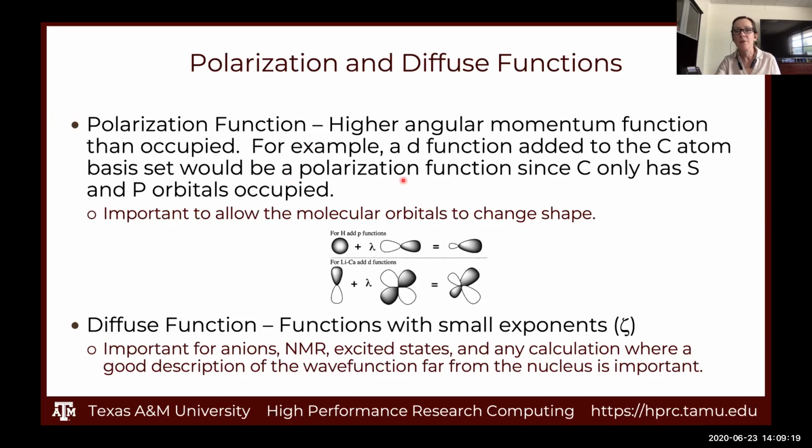So for example, a D function would be added to carbon atoms, okay? Because a carbon atom has electrons in S and P-type orbitals, right? So a carbon atom usually hybridizes to sp3 or sp2, but at its disposal, it has S and P. The polarization function would be a D function. Okay. For a hydrogen, a polarization function would be a P function because hydrogen has electrons in an S orbital.